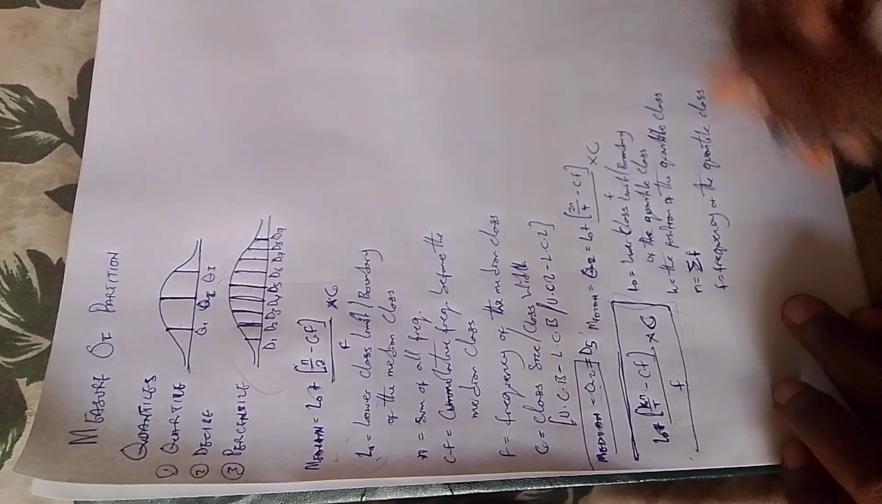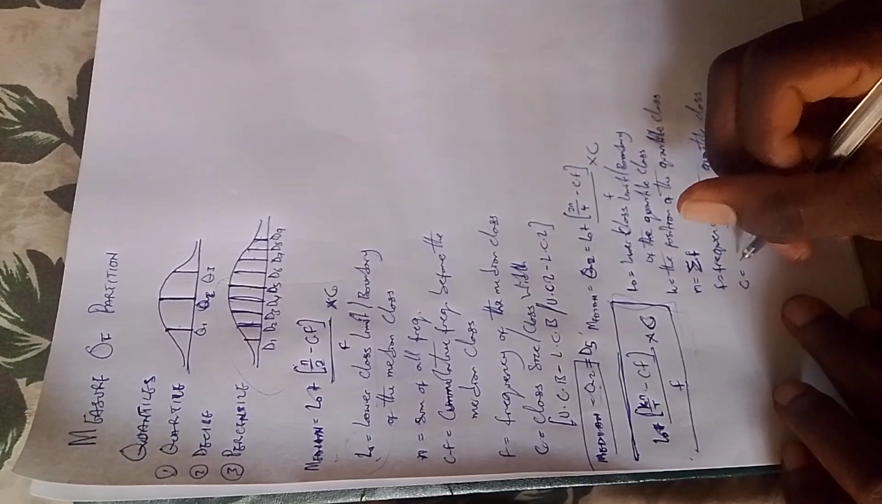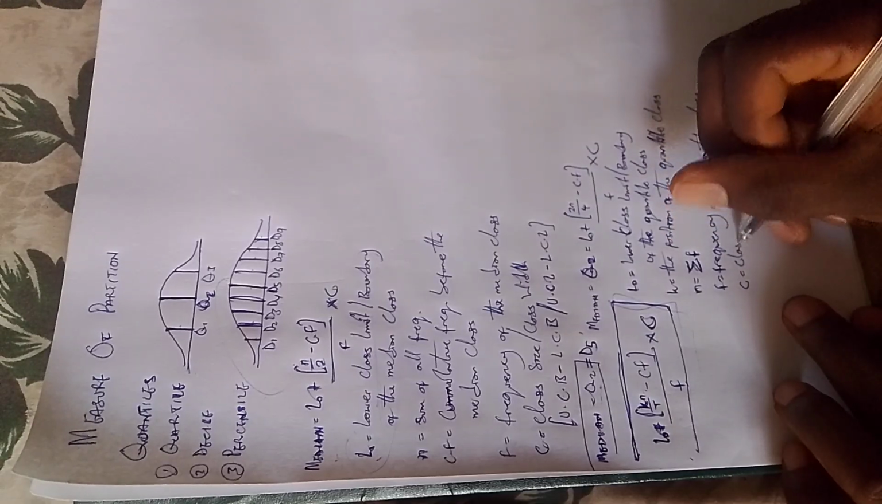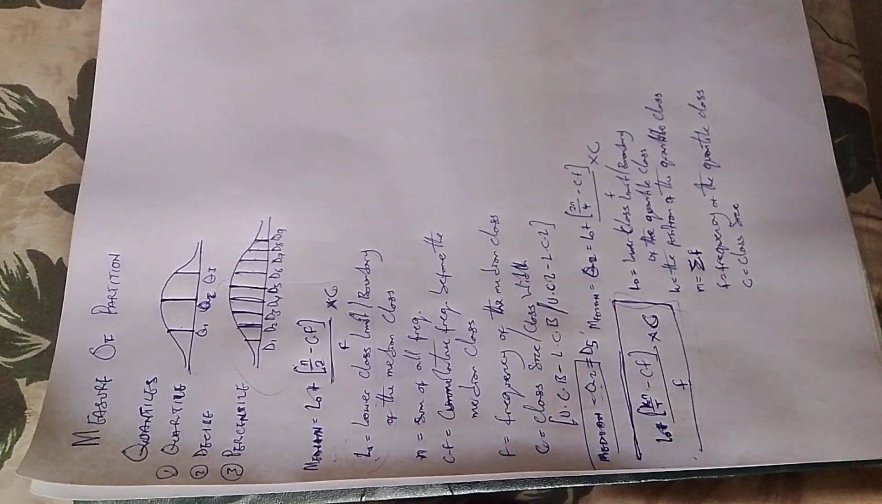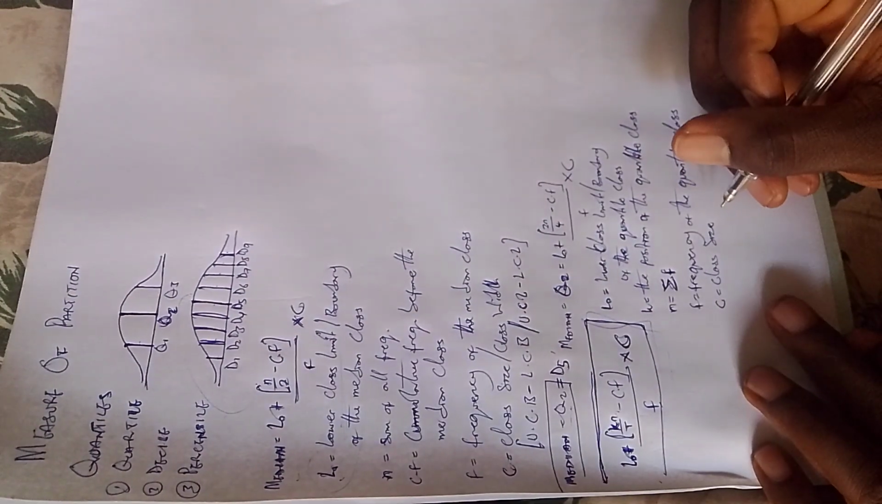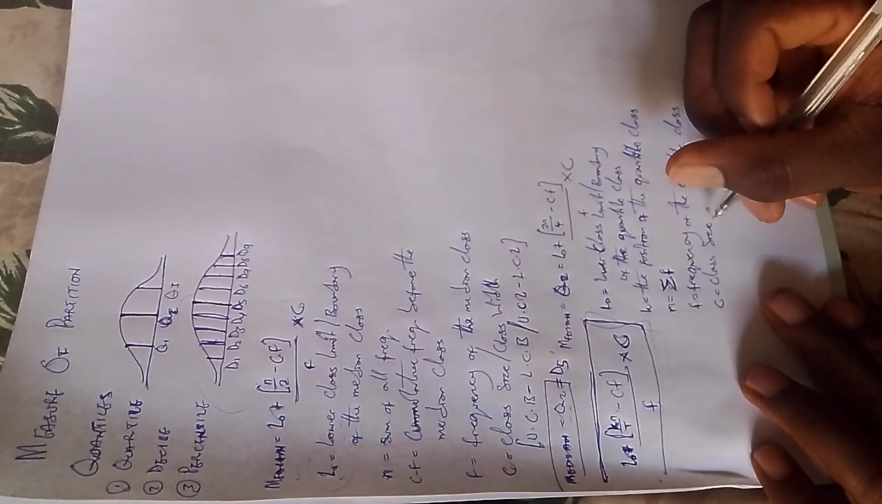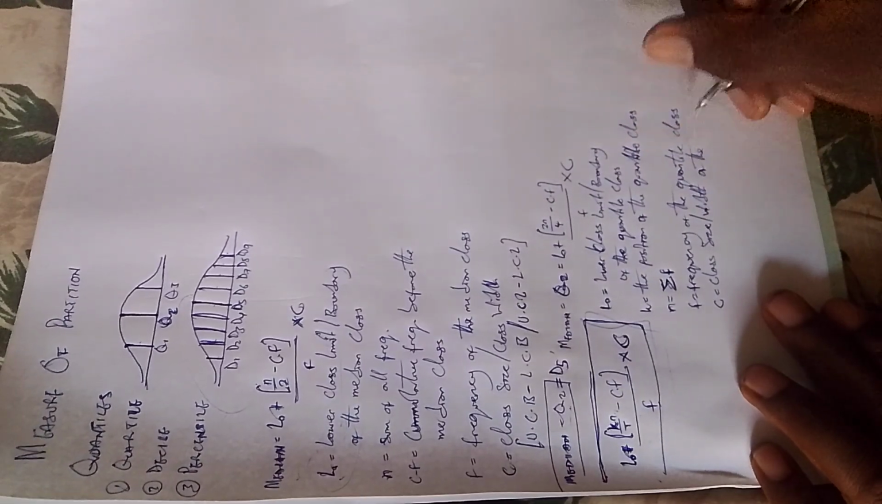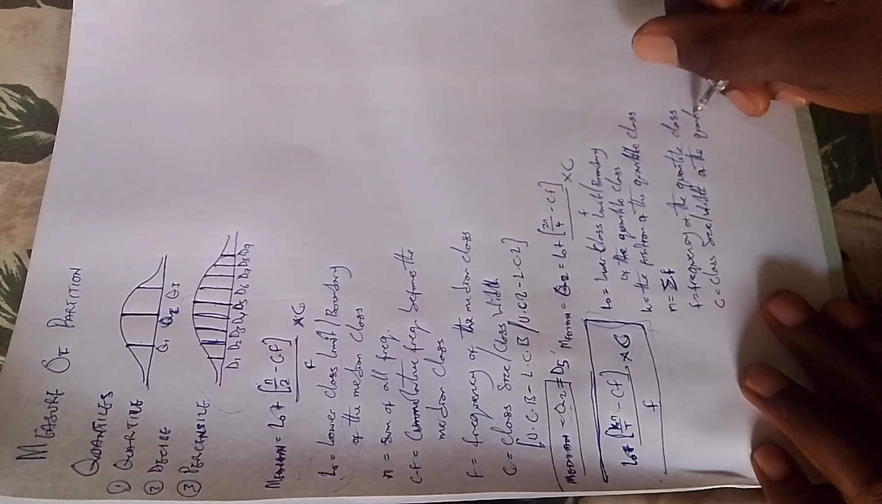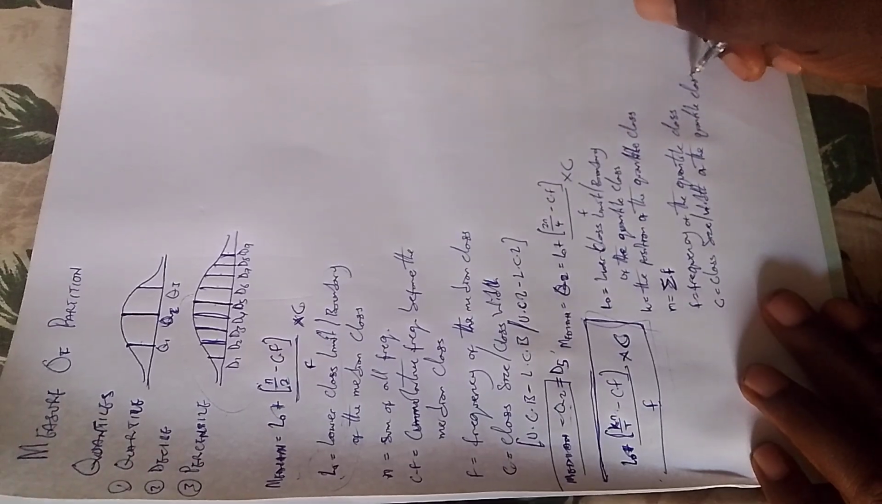Frequency of the quantile class. Then your C is what? Class size. And I've explained class size: the upper class boundary minus the lower class boundary, or upper class limit minus lower class limit. Class size or class width of the quantile class.